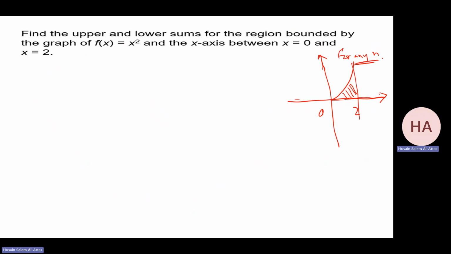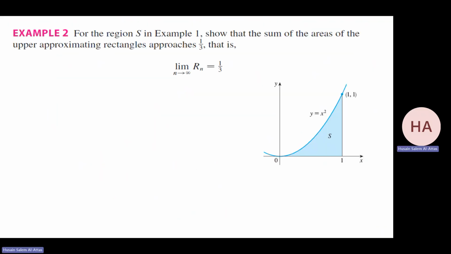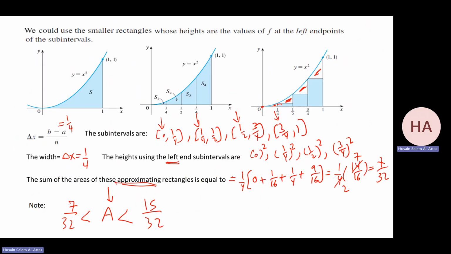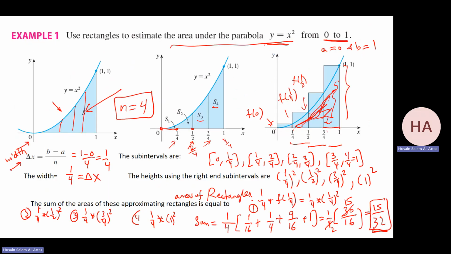So the upper sum, if you notice, now we will do the rectangles here, like what we did in this one. It's similar to this one. So these are my rectangles. The right endpoints will be the upper sum, and the left endpoints will be the lower sum.